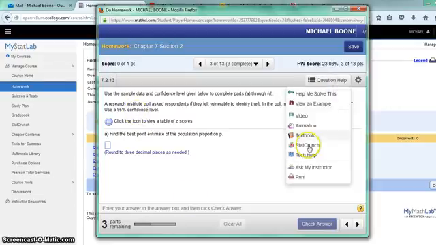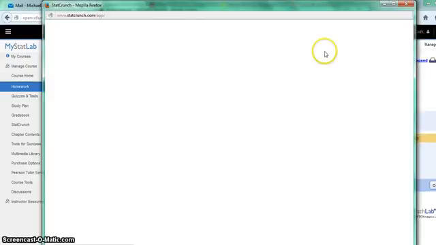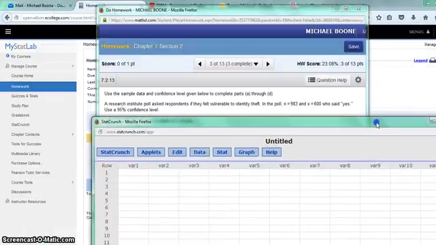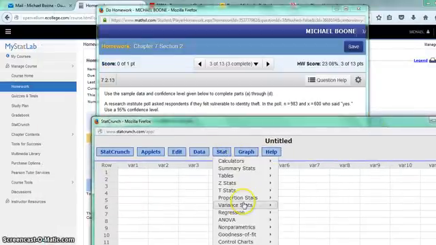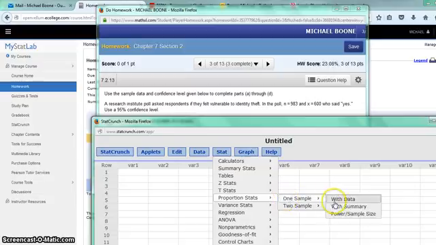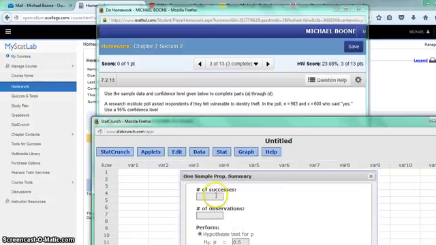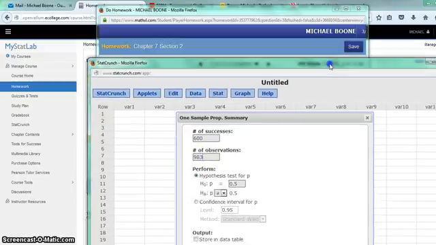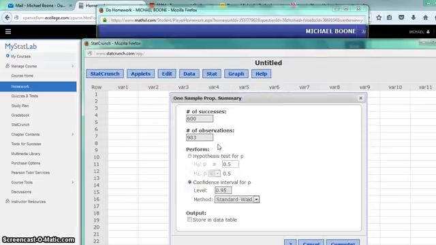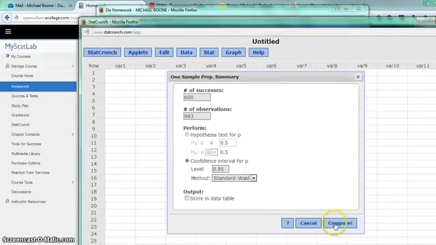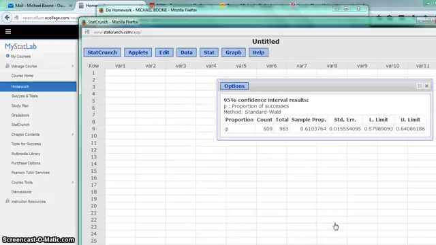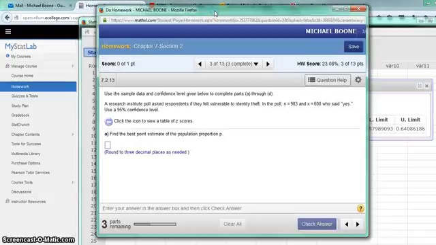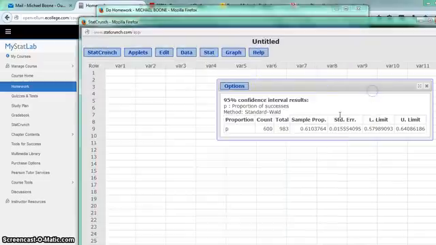So, if we are just doing this in StatCrunch, we'll go to proportion stat, one sample with the summary. Successes was 600 and observations was 983. That was a 95% confidence interval. And so this will give us our lower limit and upper limit. The point estimate, that's our sample proportion, so 0.610.